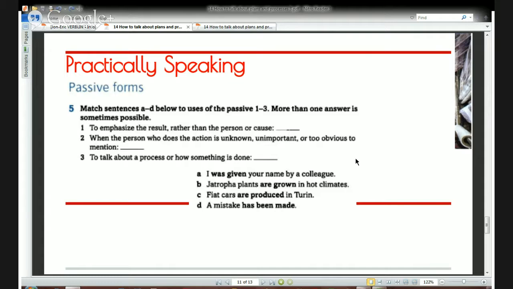So the first meaning is to emphasize the result rather than a person or a cause. Which form in A through D do you think best fits that meaning of the passive voice? What do you think? Yuki, let's start with you. Look through the options from A to D and tell me which one you think best fits. By the way, there may be more than one possibility. To emphasize the result rather than the person or cause.